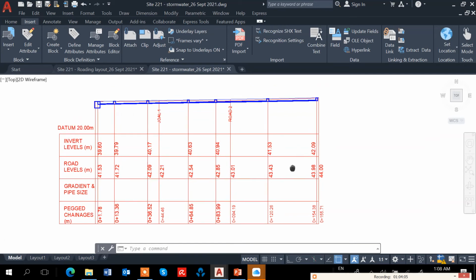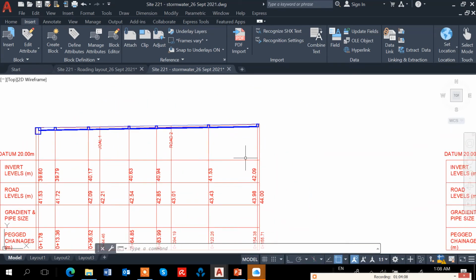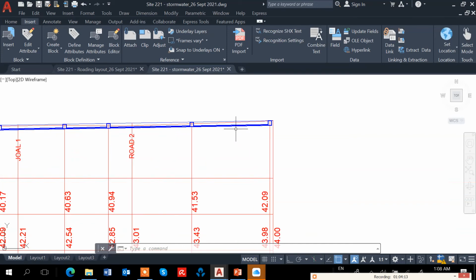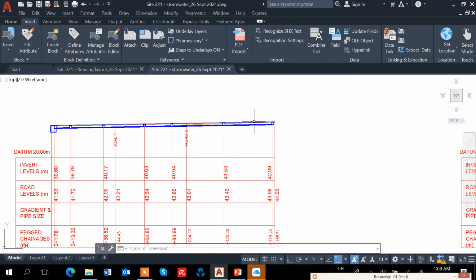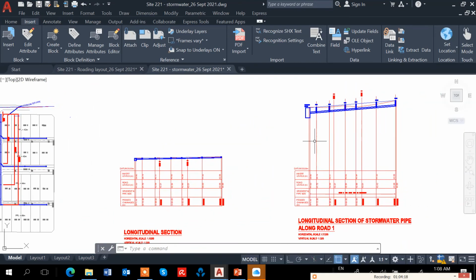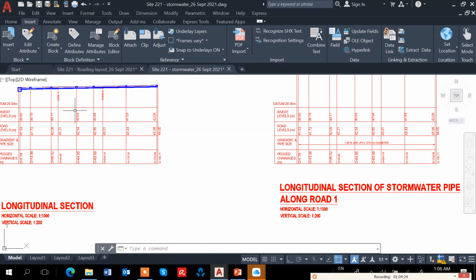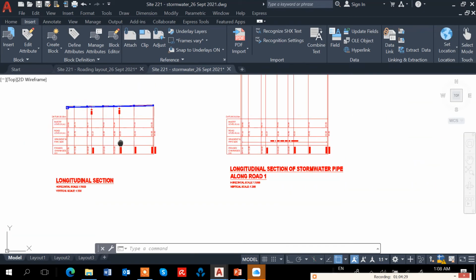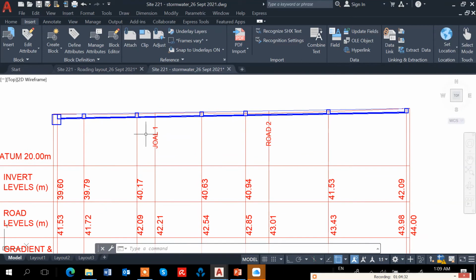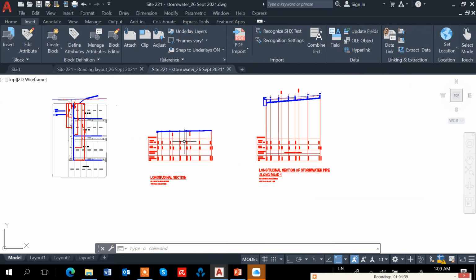After we finish that, I showed you earlier how we need to block the whole thing, because we need to show it in 1 in 200. At the moment, this one is 1 in 1000, both horizontally and vertically. So let me show it again. I copy the whole thing.